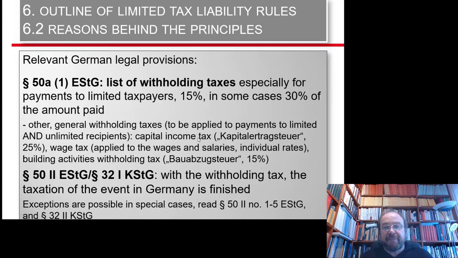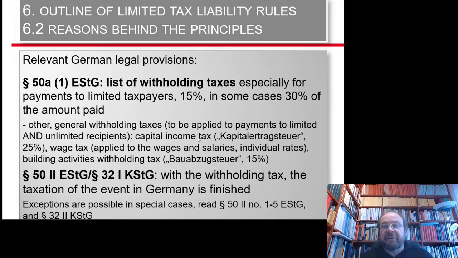give the recipient a certificate, an attestation that you withheld the tax, and then with that certificate or attestation, that foreign recipient can approach the German fiscal authorities and claim a refund if he or she proves to be entitled to no taxation in Germany or to a lower taxation in Germany under a double taxation treaty or under any other rule.